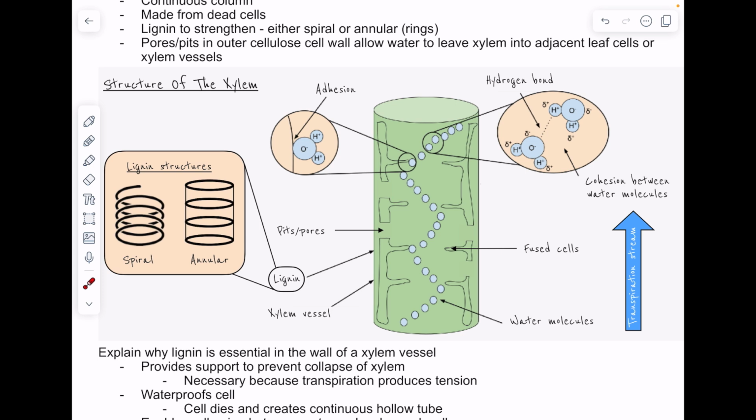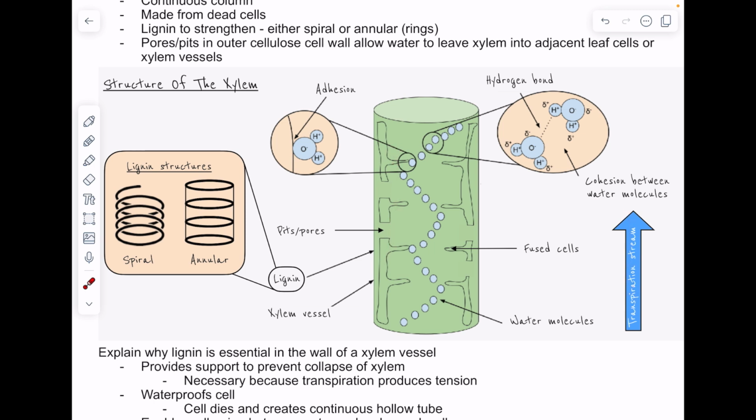Remember, the lignin structures can either be spiral or in rings, the annular pattern. If we look at this diagram over here, remember the xylem is made up of a continuous column of dead cells. There are pits or pores in the outer cellulose cell wall, which allows that water to leave the xylem and flow into adjacent leaf cells or into xylem vessels. The water molecules are attached to each other due to the hydrogen bonds that occur between the highly electronegative oxygen and hydrogen element. Remember, this is kind of a more chemistry point. Those hydrogen bonds also help with adhesion to the side of that xylem vessel.